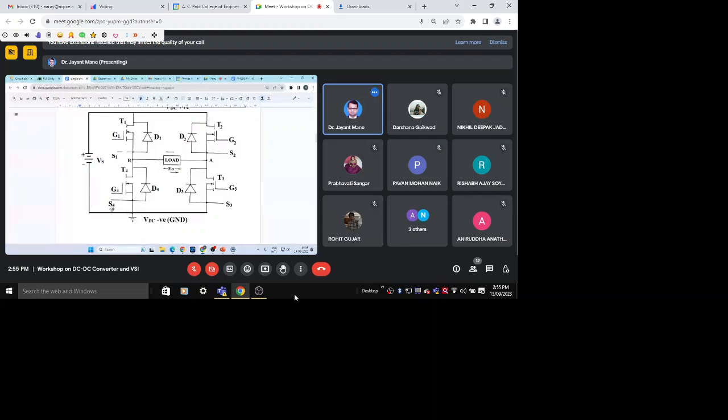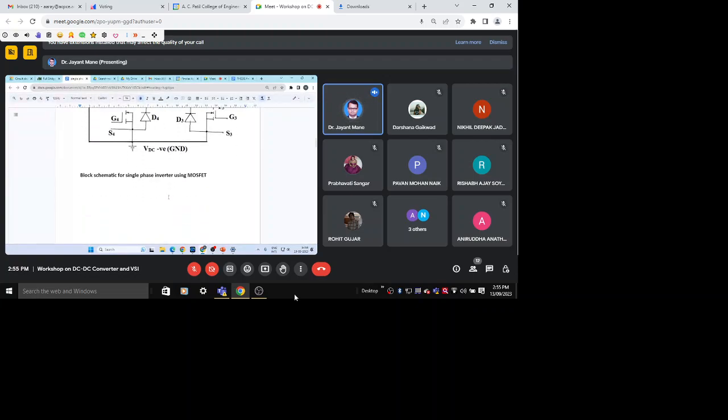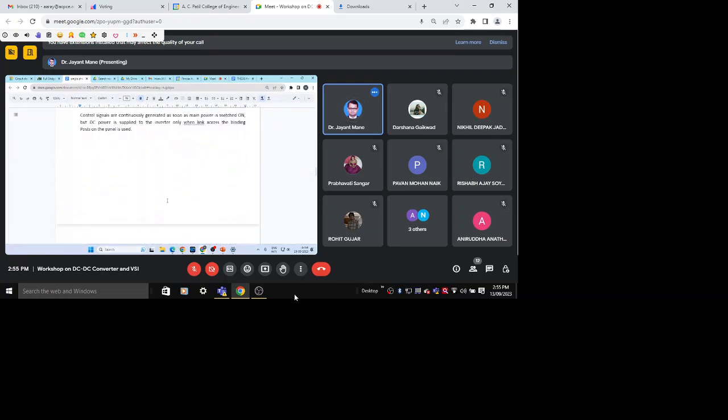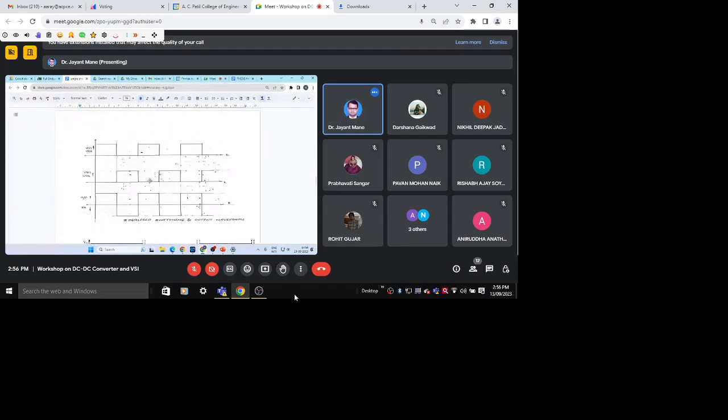These two opposite ones are turned on. Positive through negative, in this path current flows. So that is how we can say the DC is converted into AC in a single phase bridge inverter. So T1 and T3 are turned on simultaneously. So we have to see the gate pulses now to this inverter. So you can see here the pattern is just a square wave pattern.